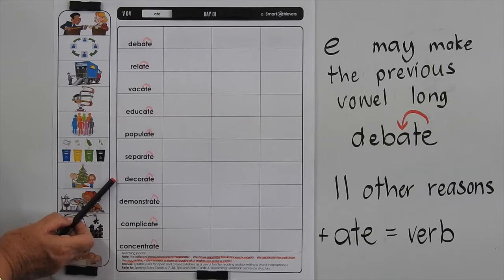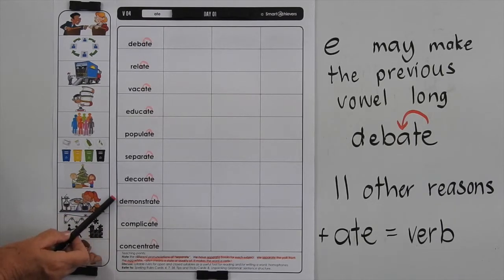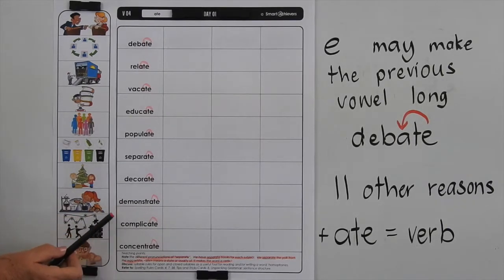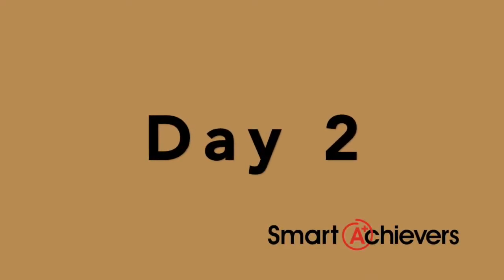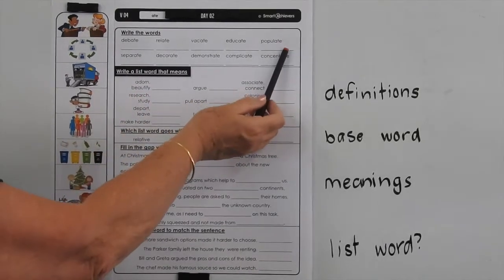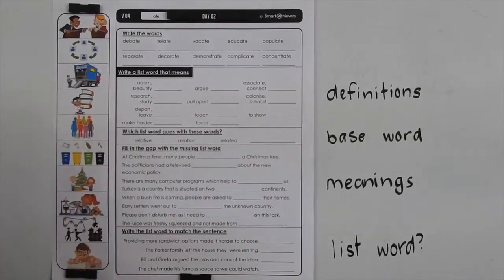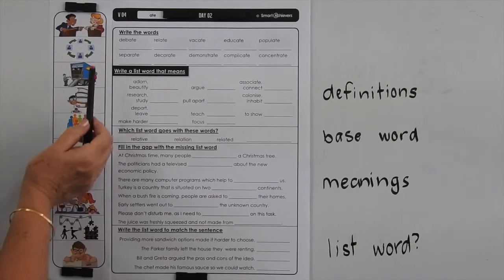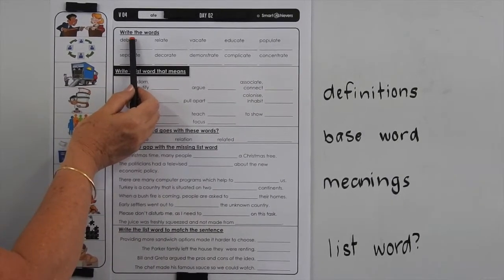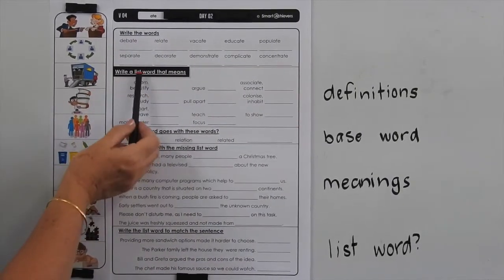Decorate is to adorn or beautify. Demonstrate is to show. Complicate is to make harder. And concentrate is to focus. Go through and highlight anything in these words that can make the spelling easier for you. Then don't forget to cover the word, write it and check it before you move on.